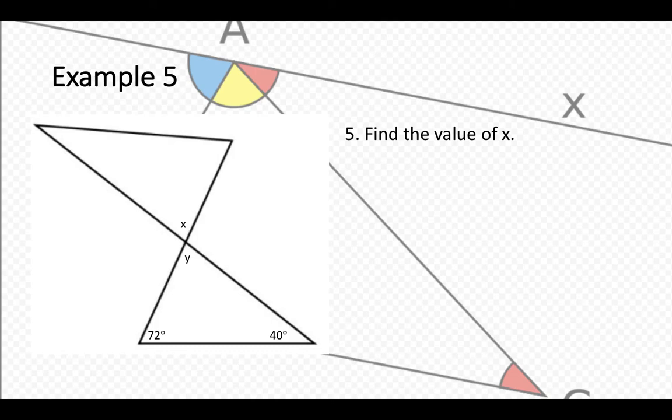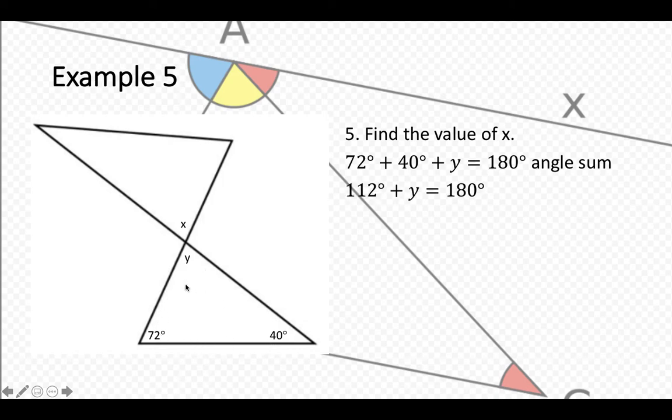Example number 5, find the value of x. So here we have three angles inside of a triangle and then a vertical angle to y. So we know that 72 plus 40 plus y, these three angles here, is 180. And then y plus 112, which is the sum of these two, is 180, which means the value of y is 68. 68 is going to be the value of x because x and y are vertical angles. Vertical angles are equal to each other. So x equals 68.